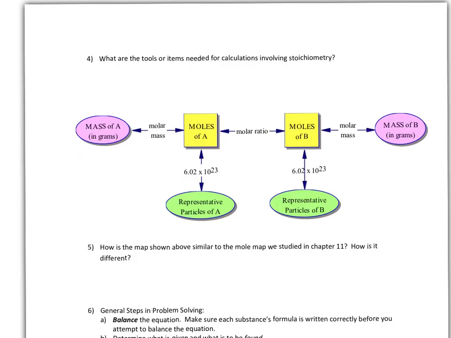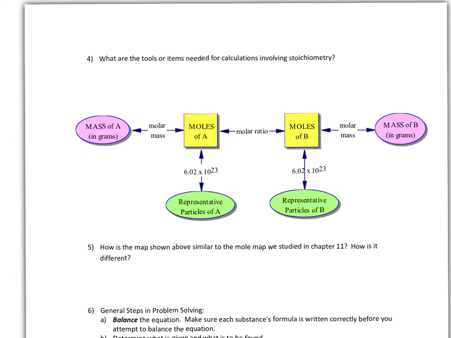All right, what are the tools or items that you might need for calculations involving stoichiometry? Now, take a minute and think about what your answers would be to this question, and I will write down a couple here, and then maybe we'll discuss more in class. So stop the video and write down your answers, and then check back with me.